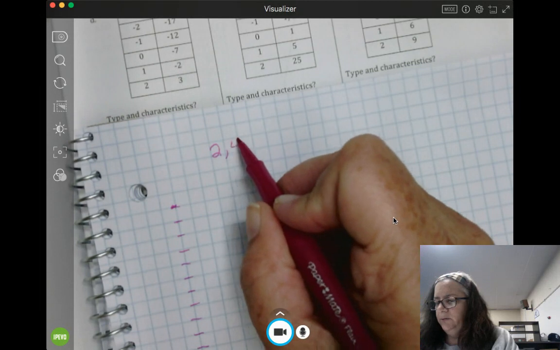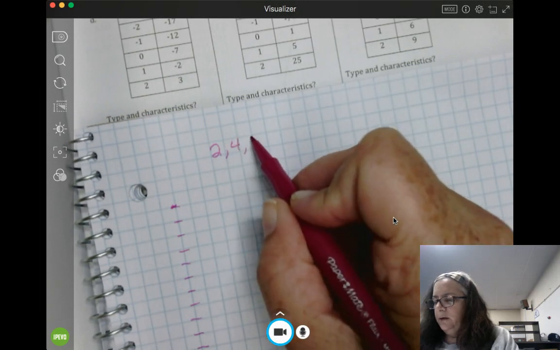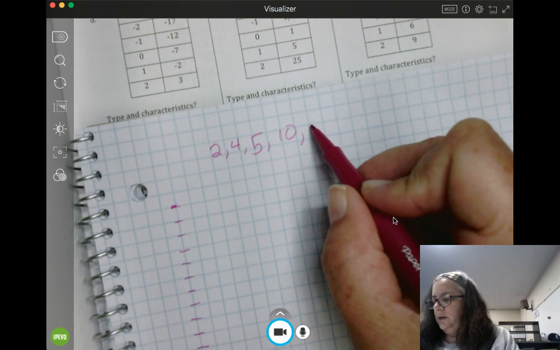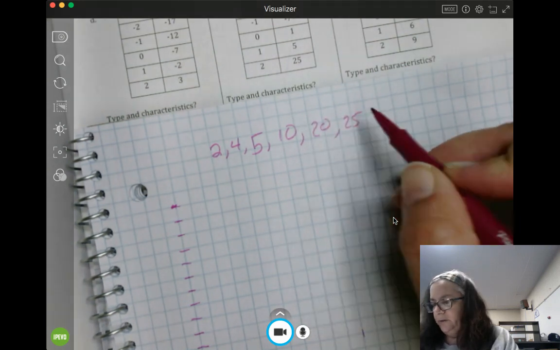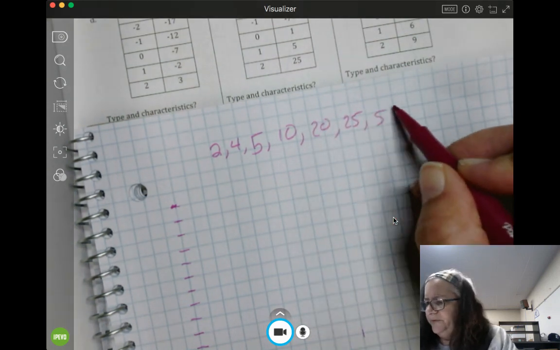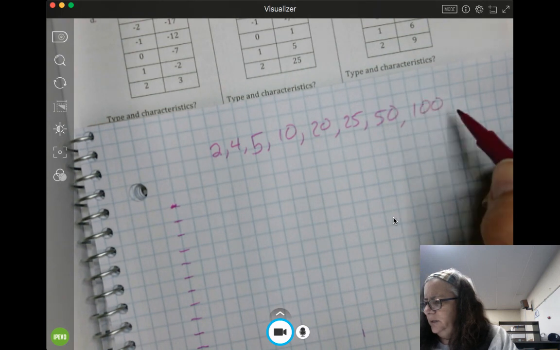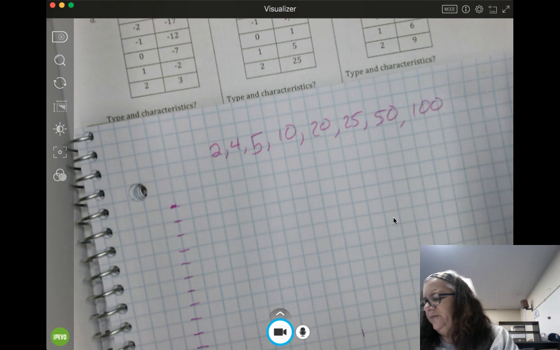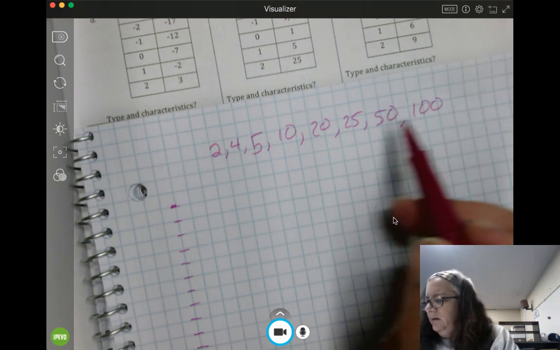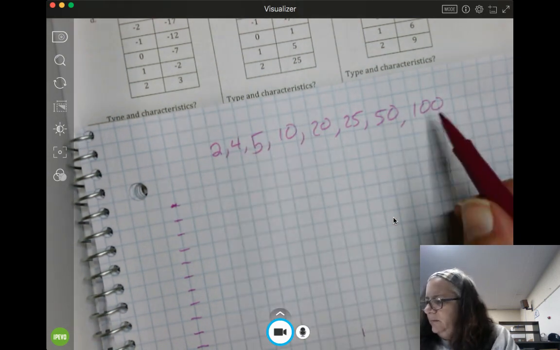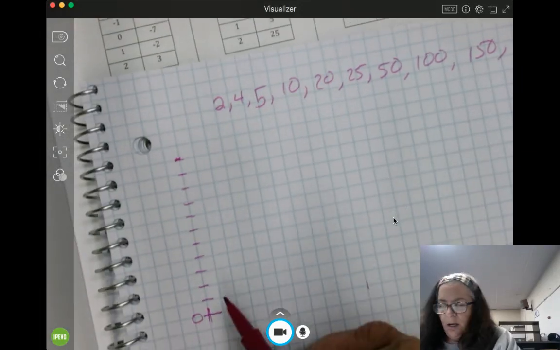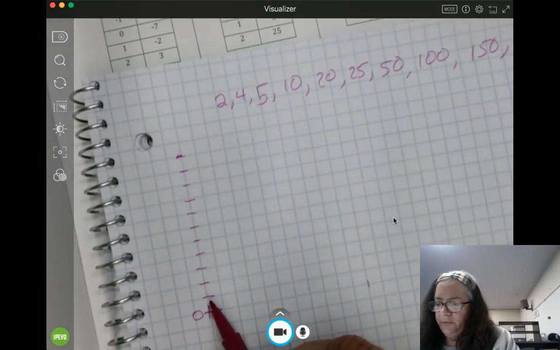Sometimes we can do 4s, 5s, 10s, 20s, 25s are good, 50s, 100s. Those are about the only things that we use, and then 500, 150. After that, we can use like 150, and so on. So I can't use 100 here, I don't think, because I run out of space.